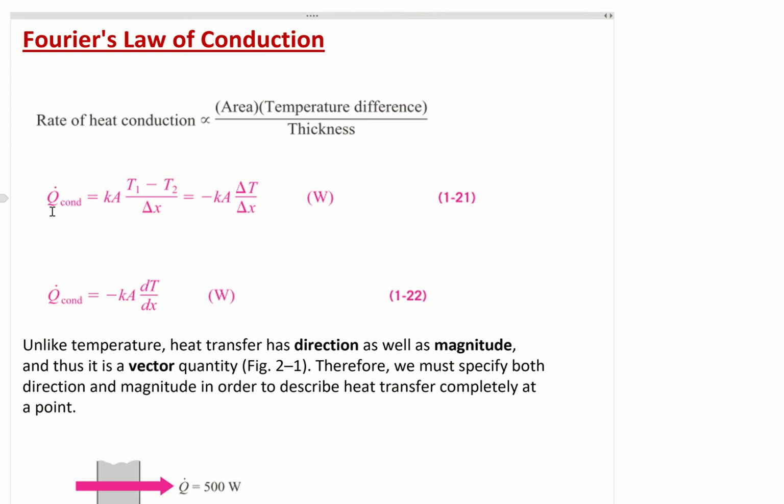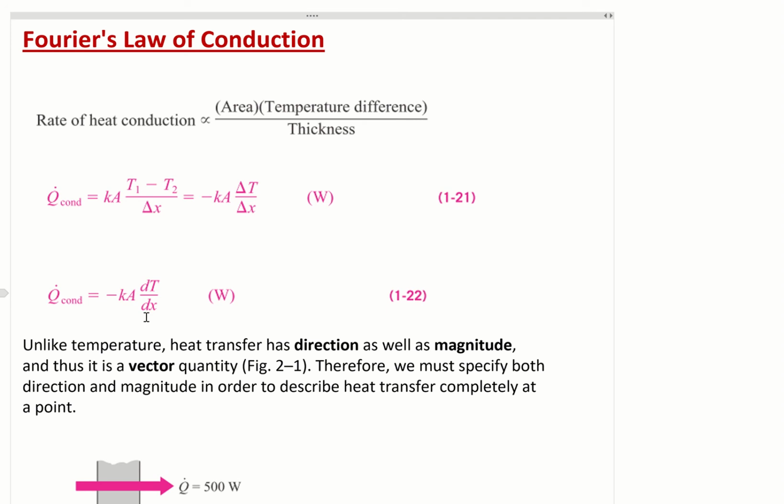So the rate of heat transfer via conduction is going to be equal to the thermal conductivity times the area times the temperature difference divided by the thickness, which can be put into a differential form. If you put it into delta T and delta x, and take the limit as delta x goes to 0, you will get Fourier's law, which is Q dot equals negative k times A dT/dx.